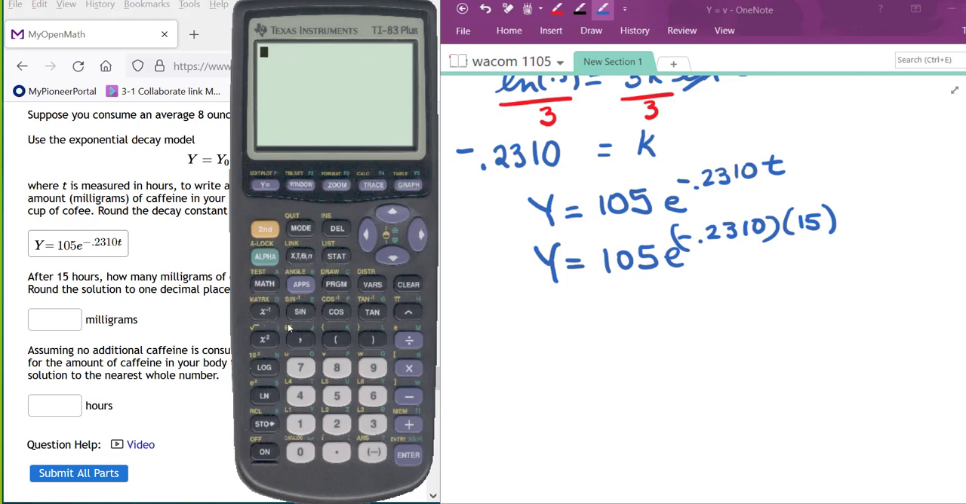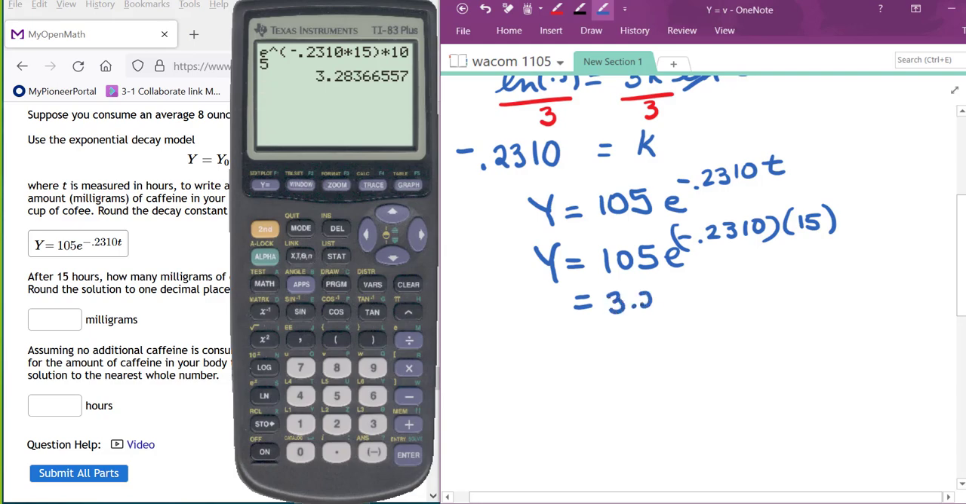Clear. Start with your E. So second E to the power. Use parentheses. Negative 0.2310 times 15. Close parentheses. You could hit enter there if you want. But you've closed your parentheses on your exponent, so you could also go ahead and do times 105. If you have the TI-84, you have to come down out of the exponent position. But I think you would know that at this point.